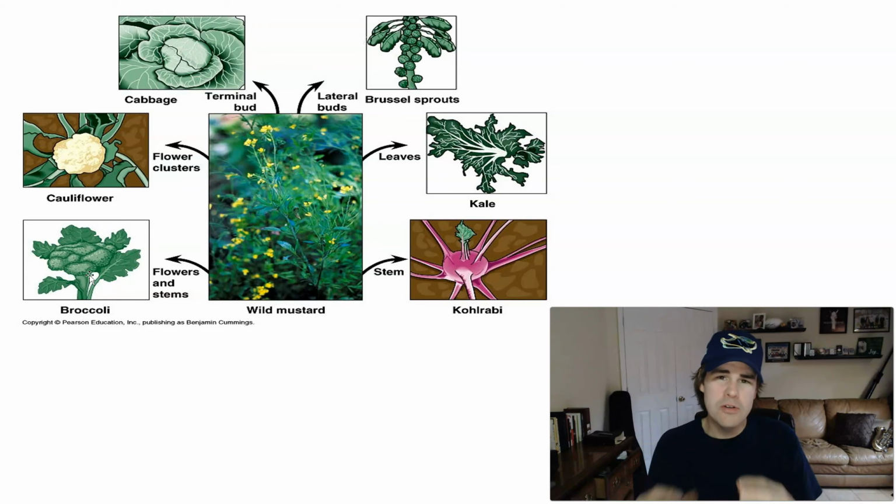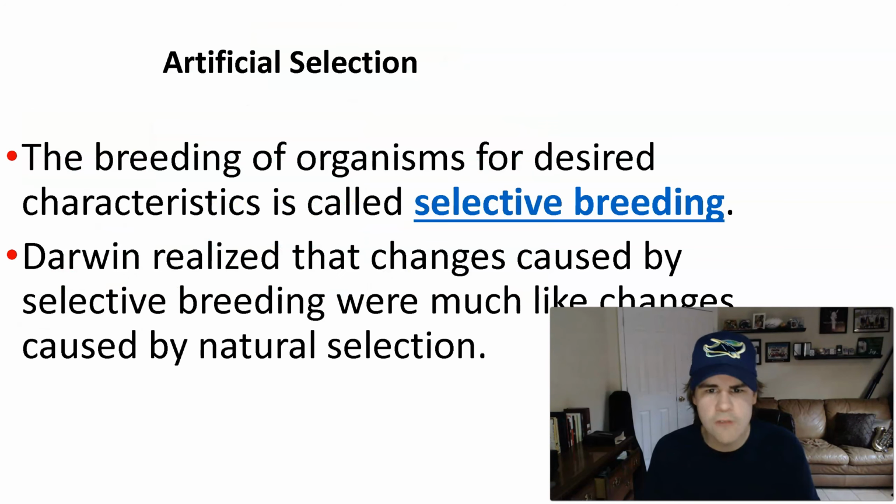But all of those came from a wild mustard plant. Through generations, humans were specifically looking for specific traits, and they were selecting those traits every breeding generation. And so therefore, they've developed all these varieties of vegetables from a wild mustard plant. So this is artificial selection. The breeding of organisms for desired characteristics is called selective breeding. You're selecting what you want to breed and pass those traits on.